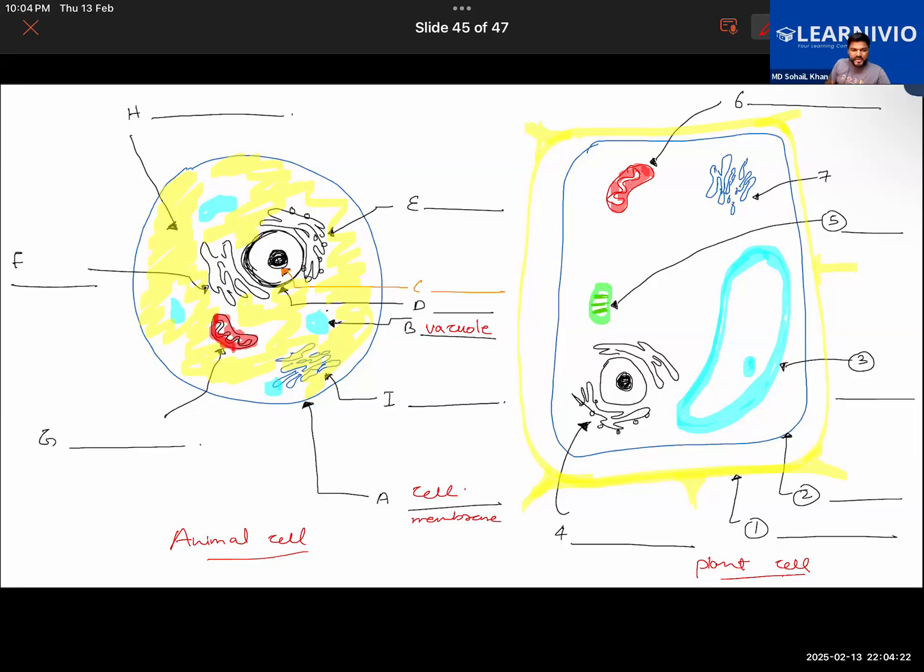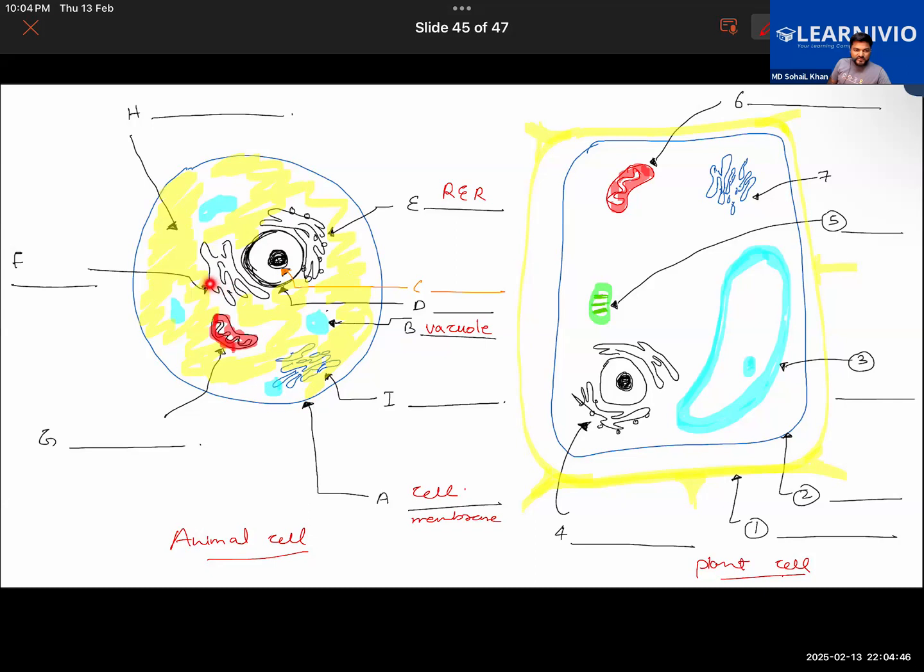E is ribosome. No. E is this. This is the endoplasmic reticulum, and on top of it, it has ribosomes. So this is a rough endoplasmic reticulum. There are two types of endoplasmic reticulum. The one on which the ribosomes are found is called rough endoplasmic reticulum. In short, written as RER.